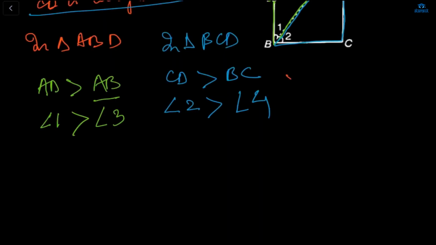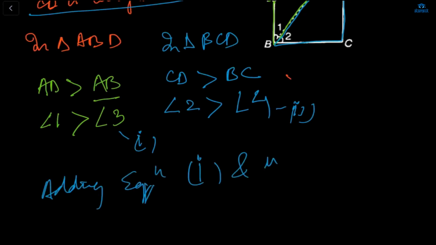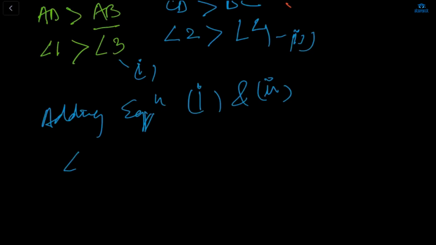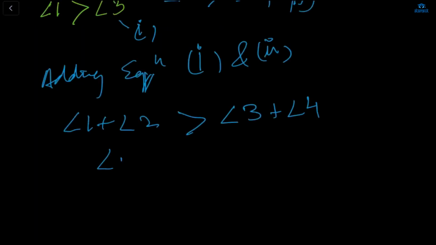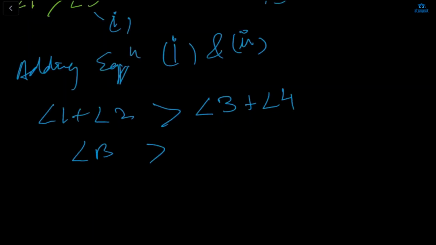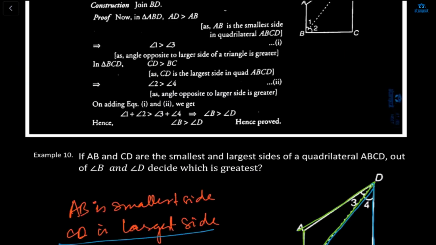Now, adding equation 1 and equation 2, if you add 1 and 2, angle 1 plus angle 2 is greater than angle 3 plus angle 4. Angle 1 plus angle 2 will give you angle B, and angle 3 plus angle 4 will give you angle D. So angle B is the greatest angle. Understood? Any doubt in this? No, ma'am.